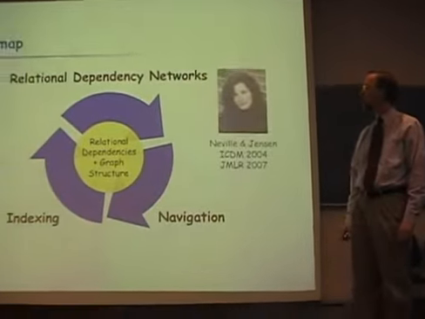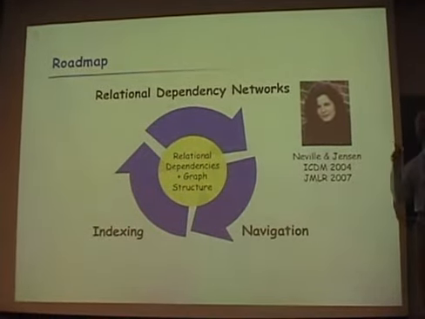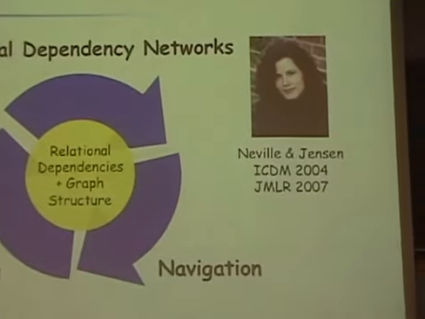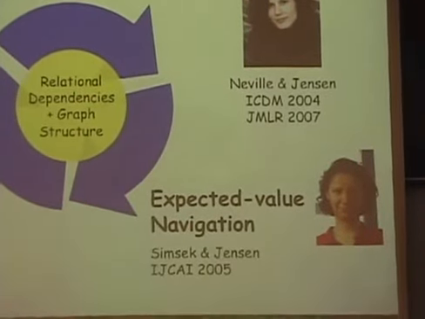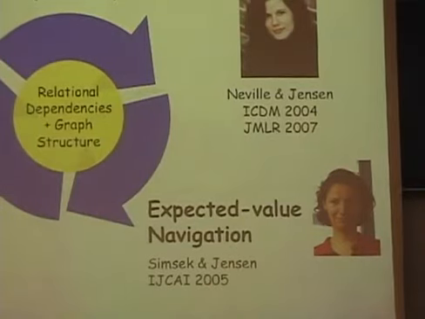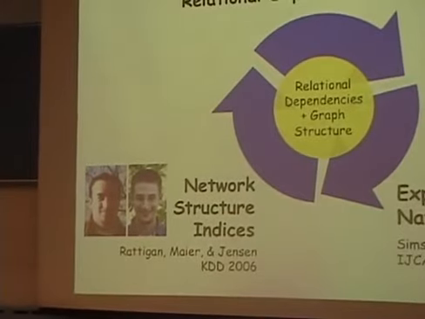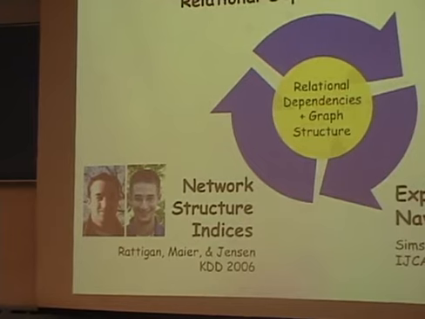Now, the modeling work is about relational dependency networks. That was done with my student, Jen Neville. She's now on faculty at Purdue, both in computer science and statistics. Those are the papers that are relevant here. And all these papers can be found on the website. The work on navigation we call expected value navigation, done with Özgür Şimşek, a student of mine, reported at IJCAI in 2005. And finally, the work on indexing was done with two of my students, Matt Rattigan and Marc Maier. And these are specifically what we call network structure indexes, ways of indexing the graph structure.